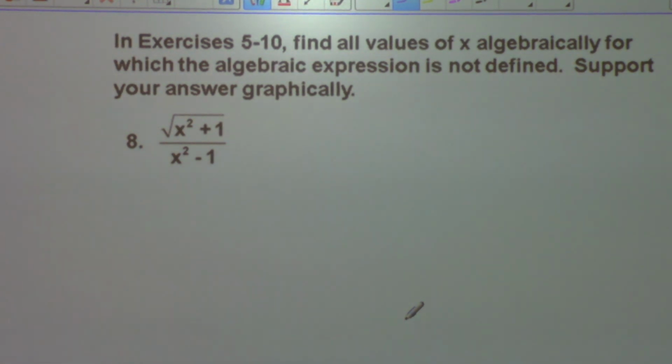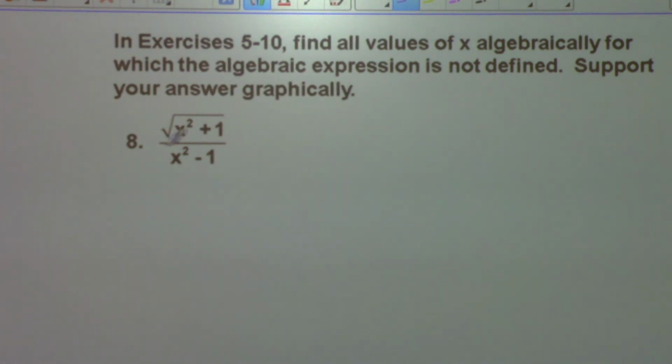Okay, now this one right here, 8. How do we work this one out? This one looks difficult. On the top part, can you just cancel it out? Let me ask a question, because I think Angel might be onto it here. Can x squared plus 1 ever be a negative number? No, it can never be a negative number. It can't even be 0. It has to be 1 or greater.